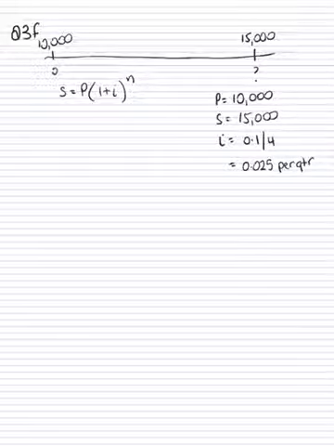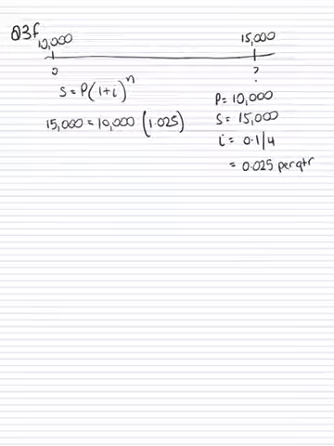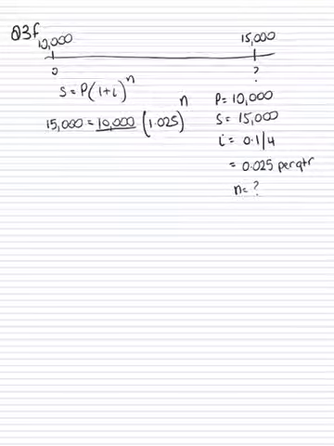So if I put what I know into the formula, I know that 15,000 equals 10,000 times 1.025 to the power of n, but I don't know n. n is the unknown. So whenever you're trying to find n, the number of periods using compound interest, we use the log laws so that we can solve for n. Before I use the log laws, let's just simplify both sides of the equation first.